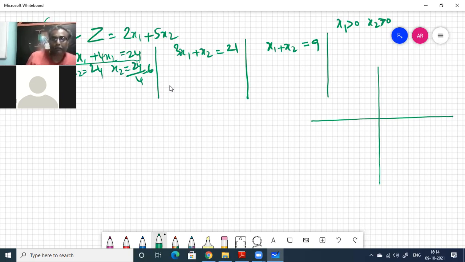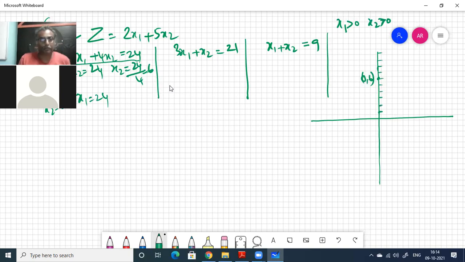Let us say 1, 2, 3, 4, 5, 6, and 9, 10, like that you can put. 1, 2, 3, 4, 5, 6. This is one point for the first line, 0, 6. Then now you put x2 is equal to 0. Then what happens? x1 equal to 24 it becomes.